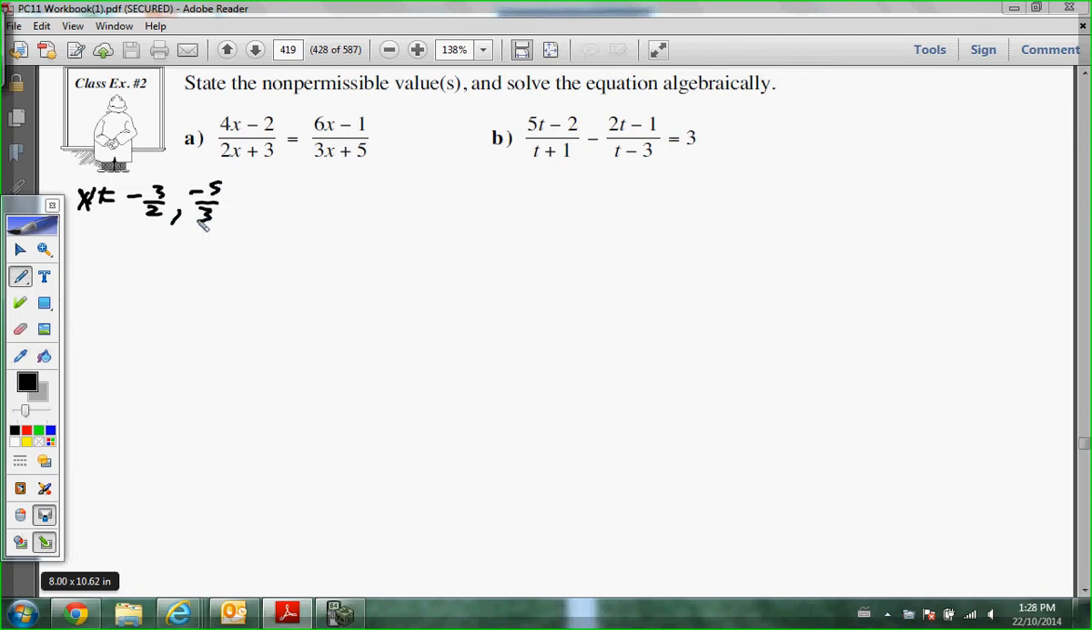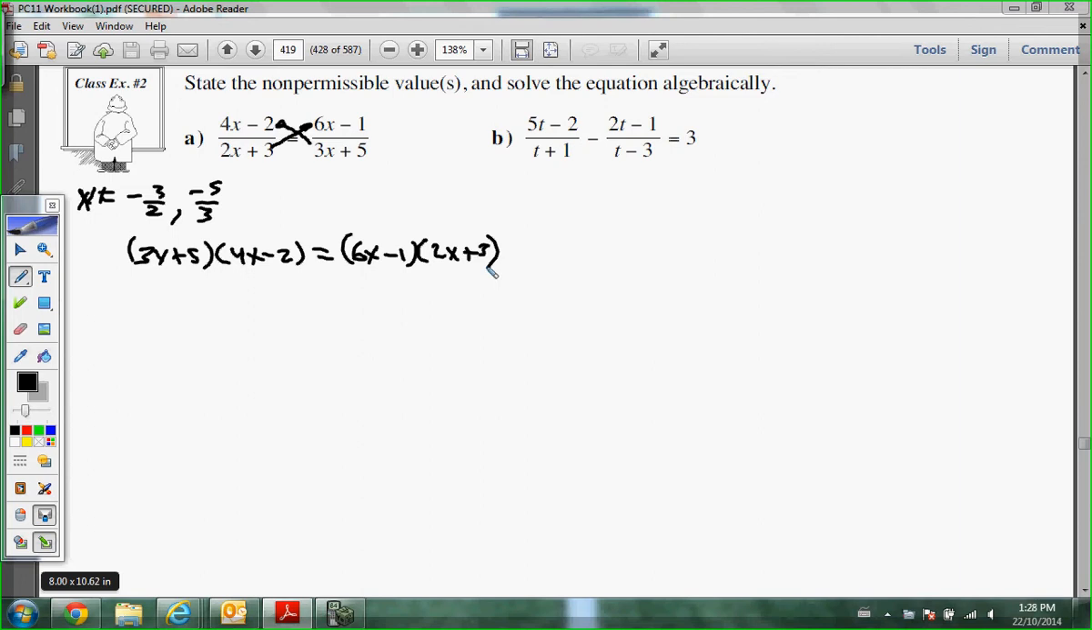And Emma, what strategy do you want to use for this one? Yeah, Larry, what would you do to solve this? How would you start it? Cross multiplication. So good. The 3x plus 5 will go up here. The 2x plus 3 will go over here. Okay. So 3x plus 5 times 4x minus 2 equals 6x minus 1 times 2x plus 3. Yep.